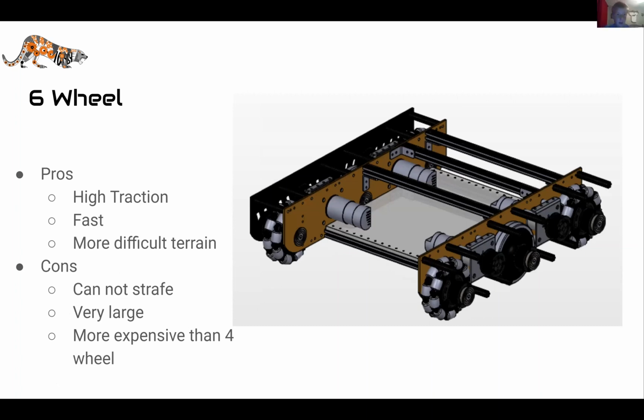Another variation of a drivetrain is the 6-wheel. It's pretty similar to the 4-wheel. Things it can do better is it can climb up some obstacles better, especially if your 2 wheels on the outside are not close together. And it's pretty much the same amount of speed. Some cons is it's larger, it's more expensive because you have the 2 extra wheels, and it cannot strafe, unlike the 4-wheel drivetrain.